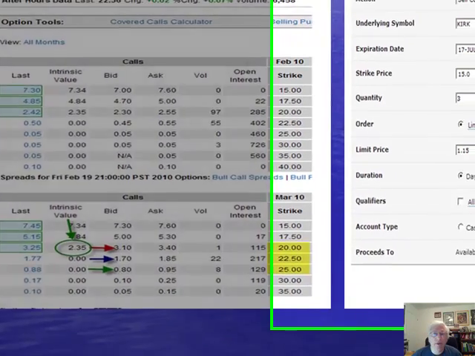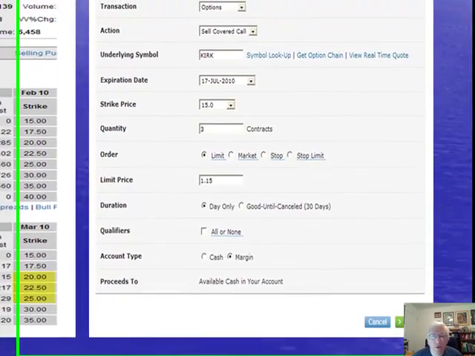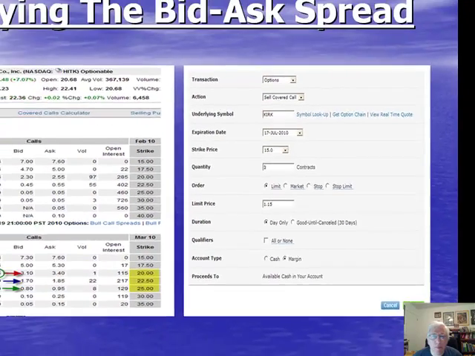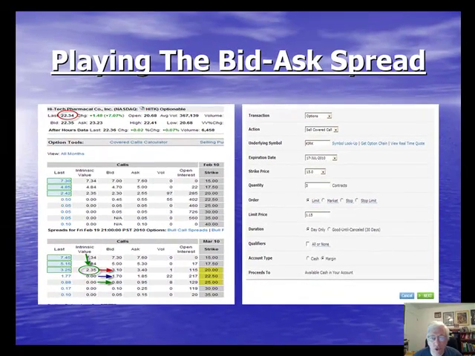What I'll do is I'll enter a limit order of $3.20. I'll drop it slightly below the midpoint. And I will not check the all or none box. You see on the right-hand side, the third from the bottom, the all or none box is not checked. And that will give us a better chance of executing a trade that will give us a better price than what the options chain shows.